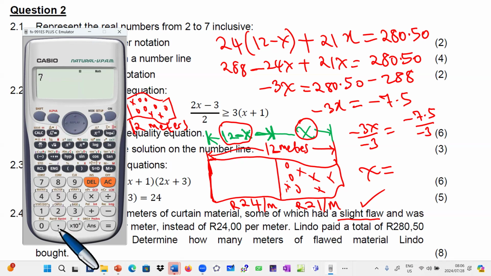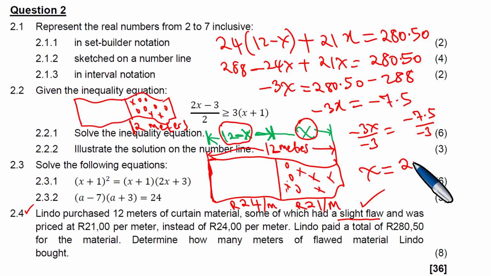Then you have 7.5, and you divide by 3. What do you get? Which is exactly 2.5. So x is what? X equals 2.5.